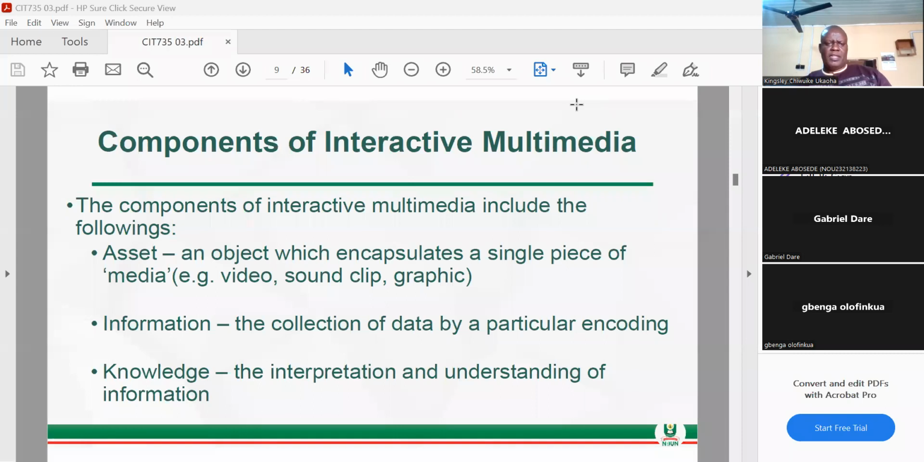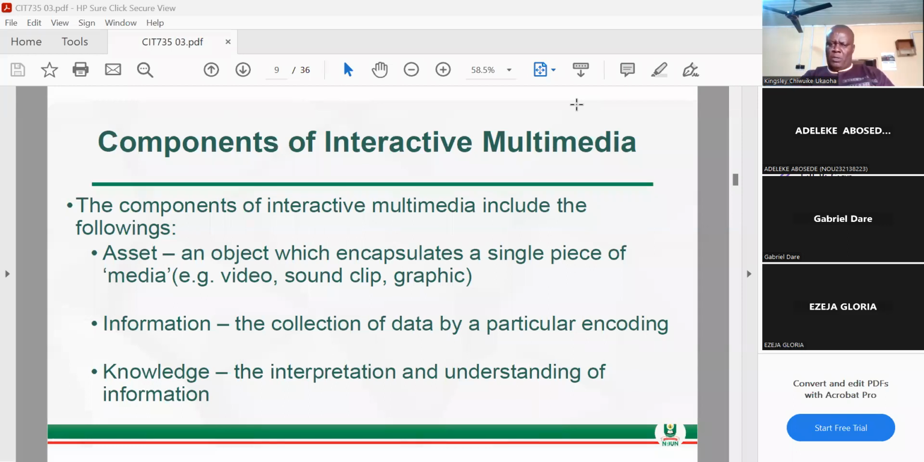Good. The components of interactive multimedia include the following. We have assets, we have information, we have knowledge. What is an asset? An object that encapsulates a single piece of media. An object that aggregates a single piece of media together. You can call it an asset.